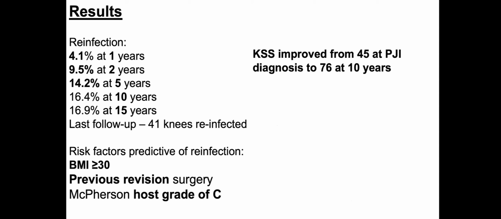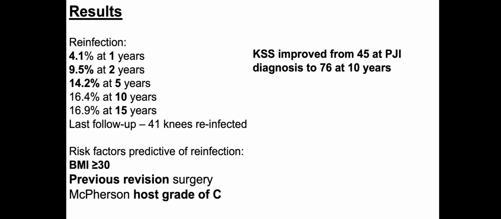They looked at risk factors among these cases that may be associated with reinfection or help predict a patient that may go on to be reinfected following two-stage. What they found to be notable was anybody with a BMI greater than or equal to 30, having any history of prior revision surgery in their clinical course prior to this two-stage revision, and then a McPherson host grade of C lended patients to be more likely to fail this two-stage and require another subsequent intervention for an infection.